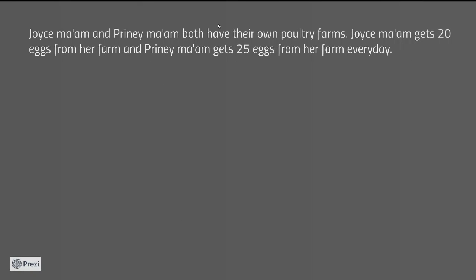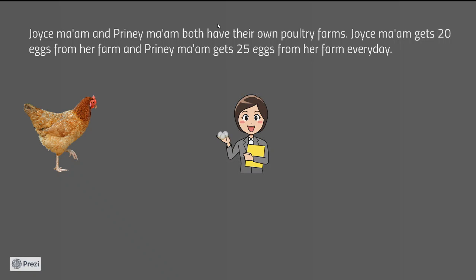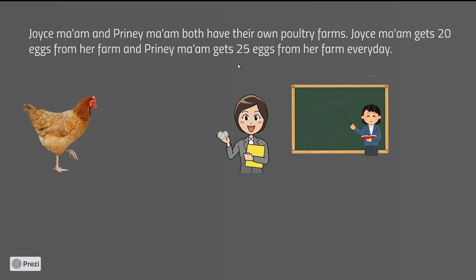Joyce ma'am and Prinny ma'am both had their own poultry farms. Now, poultry is hen farms. Joyce ma'am gets 20 eggs from her farm, and Prinny ma'am gets 25 eggs from her farm every day. So let us put Joyce ma'am and let us put Prinny ma'am here. So we can see that Prinny ma'am gets 25 eggs from her farm every day, and that is pretty nice.